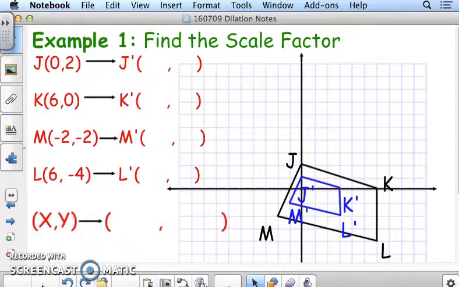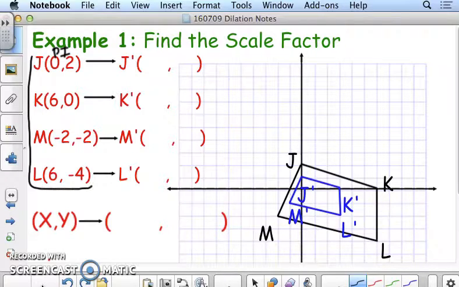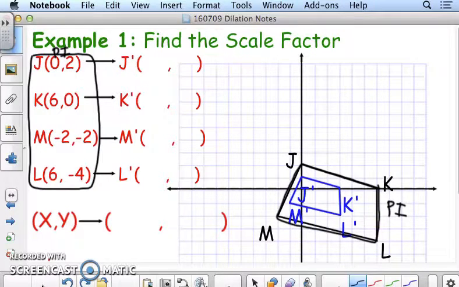So I'm starting with my pre-image. I'm going to remember my pre-image is going to be all these coordinates that do not have prime on them. So J, K, M, and L, this whole column is my pre-image. And I'm going to look at my shape and I'm going to recognize that this black shape is my pre-image, which means my primes, or my images, are this blue shape. So J prime, K prime, M prime, and L prime. This means that this blue shape is my image.